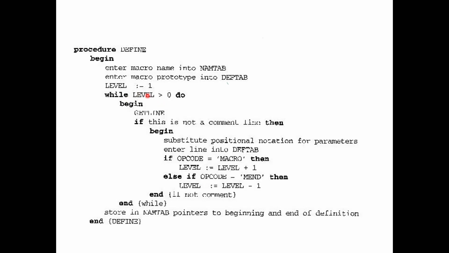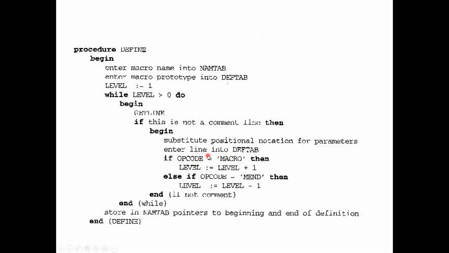Okay, we'll just go in. So level is greater than 0. Call get line. As long as this isn't a commented line, in other words, it's actual source code or includes macro code, then substitute your positional notation parameters. Get your new symbols and do the substitution in code. Enter the lines into the define tab. Now you're going to test to see if you're doing a macro definition. If you are, then you're going to increase the level by 1.